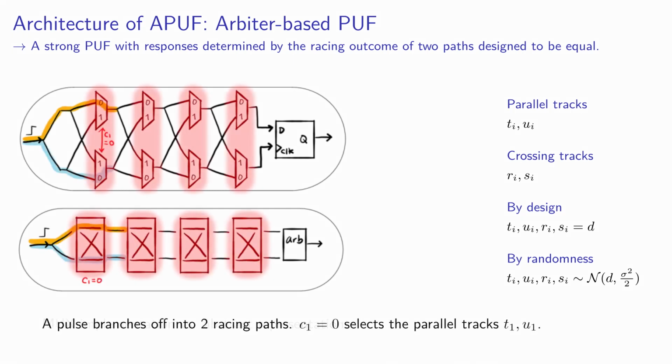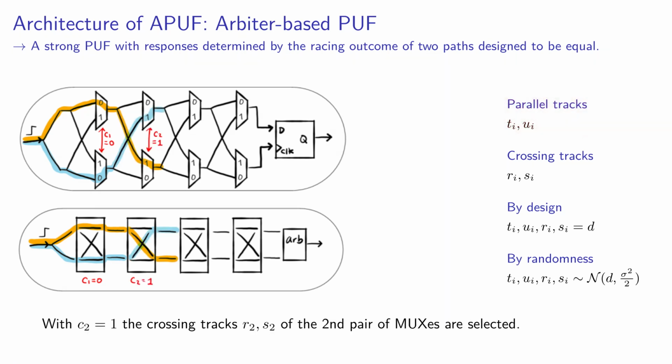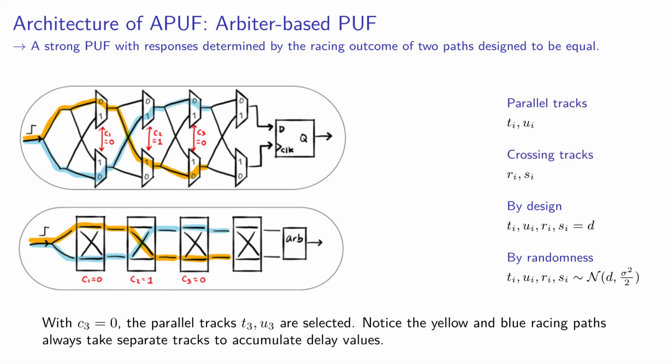Each stage of an APUF is issued a challenge bit to configure the multiplexers, selecting a unique set of delays. A pulse is issued to the input of the first stage, where it branches off into 2 racing paths. Since the first stage's challenge bit is 0, the parallel tracks called T and U are selected. Since the second stage's challenge bit is 1, the crossing tracks called R and S are selected. Next, at stage 3, the parallel tracks T and U are selected again. In either case, the yellow and blue racing paths always take separate tracks in order to accumulate their separate delays.